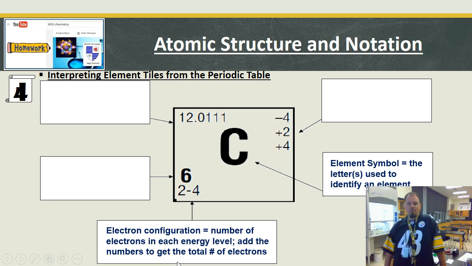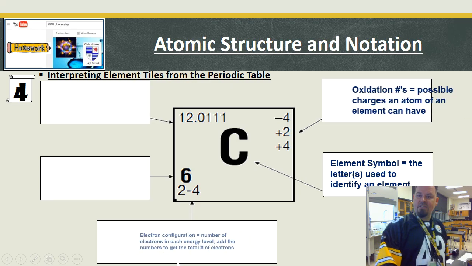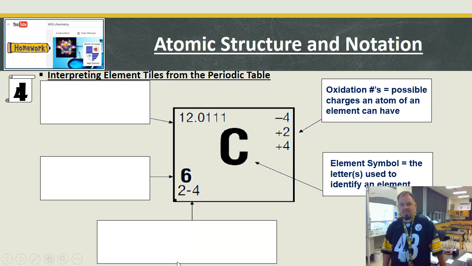C is the symbol for carbon. This is the letter used to identify the element. You see all of them there. We've gotten to know a few of them. You need to know that the first letter will always be capitalized. If there is a second letter, it will be lowercase.